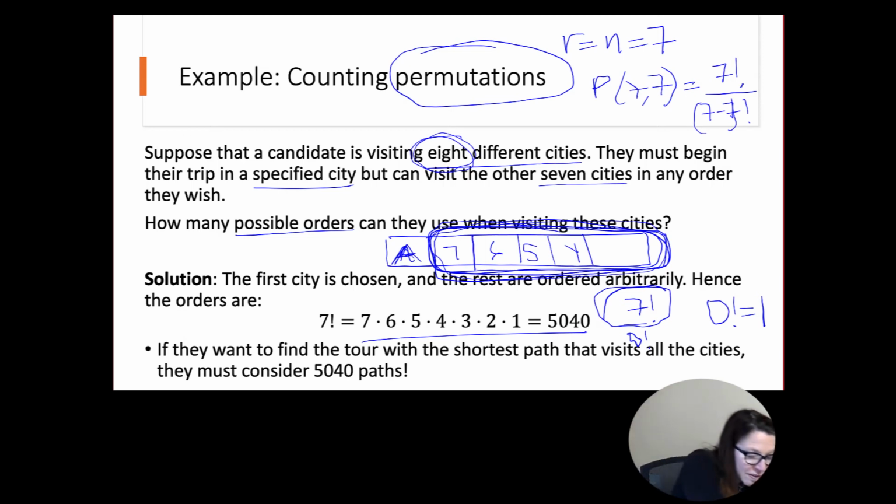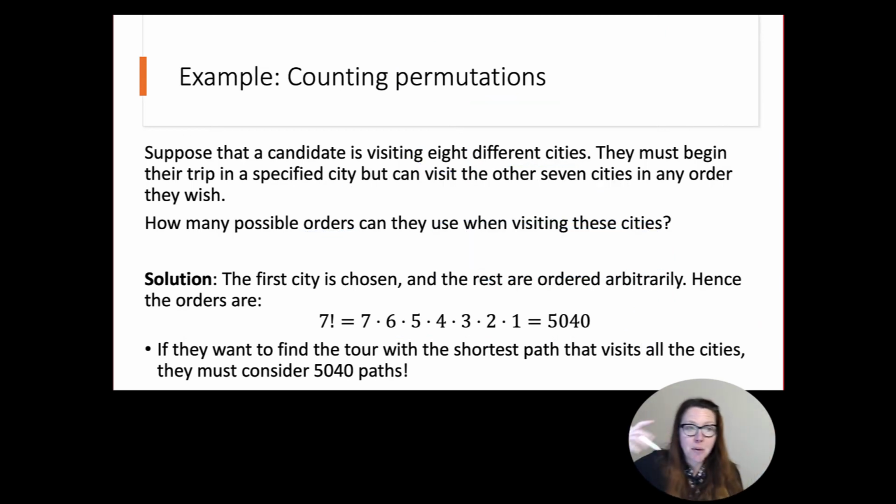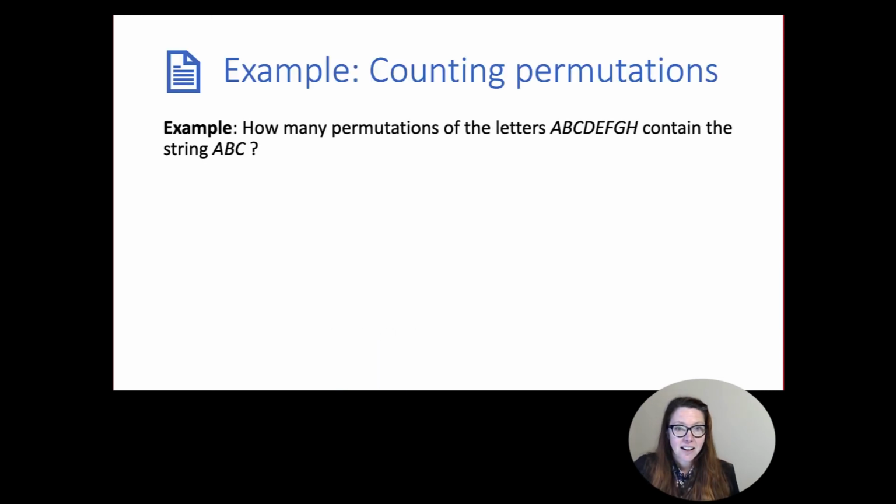Okay, so what that means is if they want to find a tour with the shortest path that visits all the cities, they have to consider 5,040 paths. It's a lot. All right, which is why we use computer systems to do these things, because that's too many to write out by hand. But you can write a program to do this.